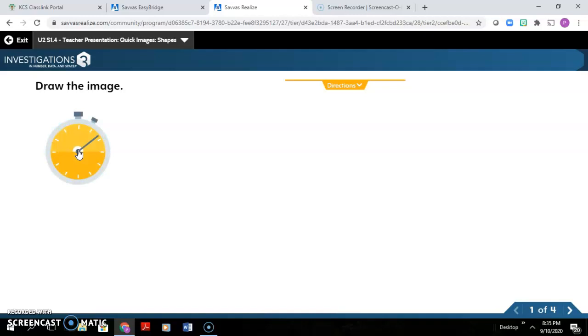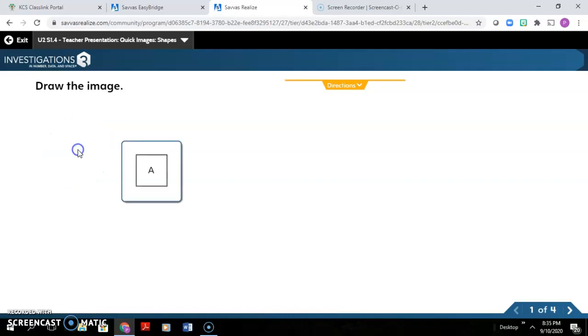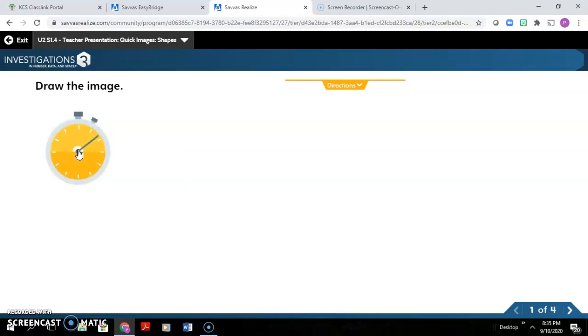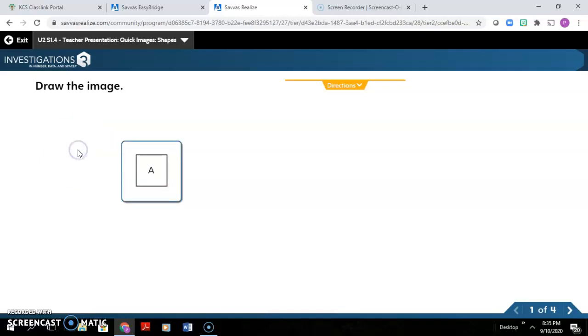All right, can you draw a picture of that shape? All right, let's look at it again, and you can revise your work. All right, what kind of shape was that? Was that a square? Okay, let's look at it.